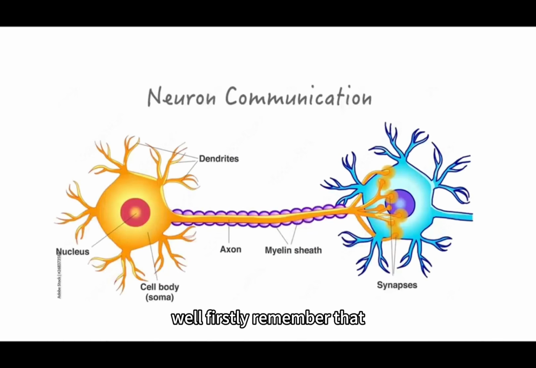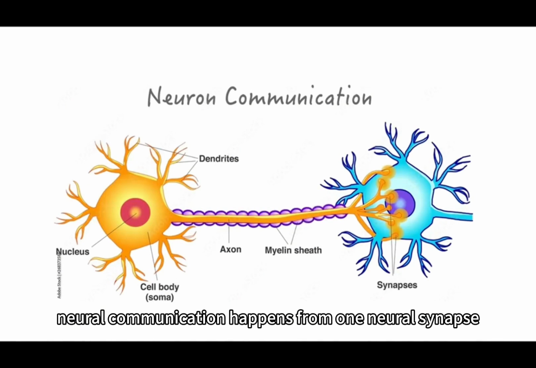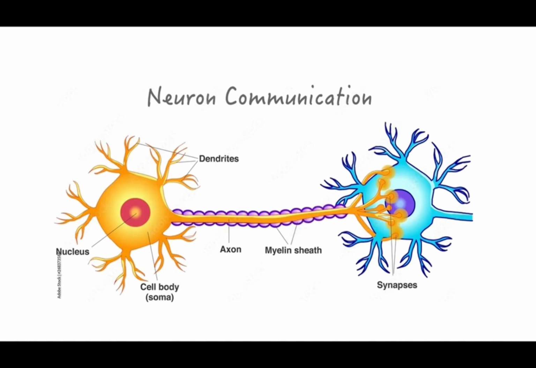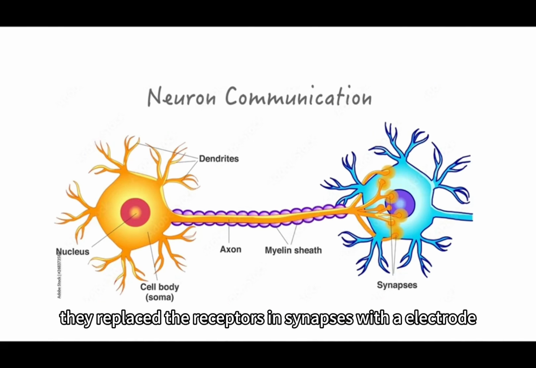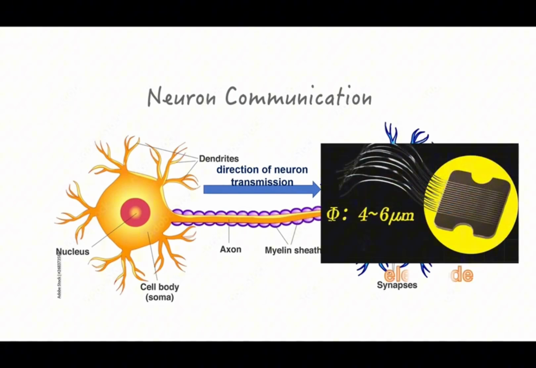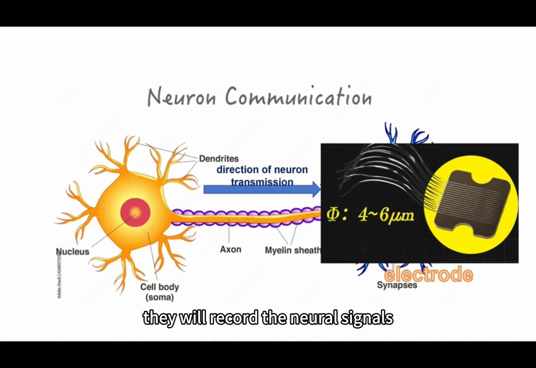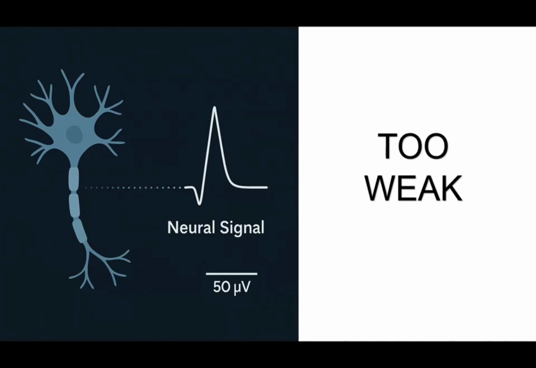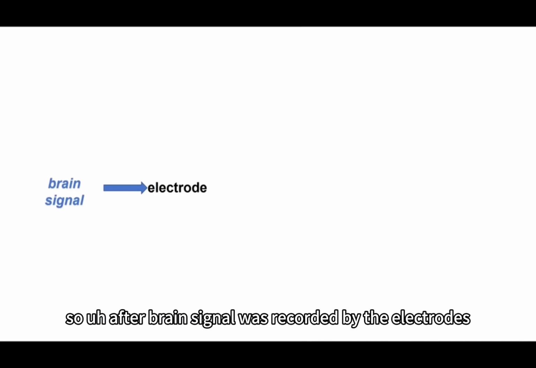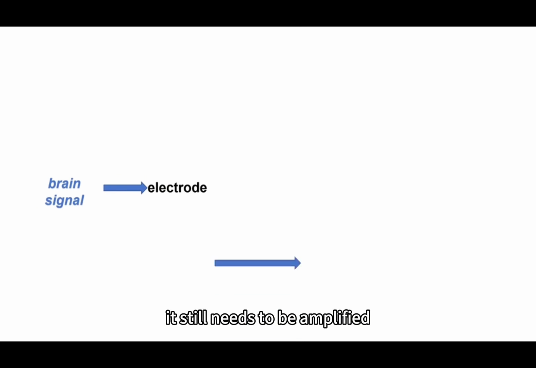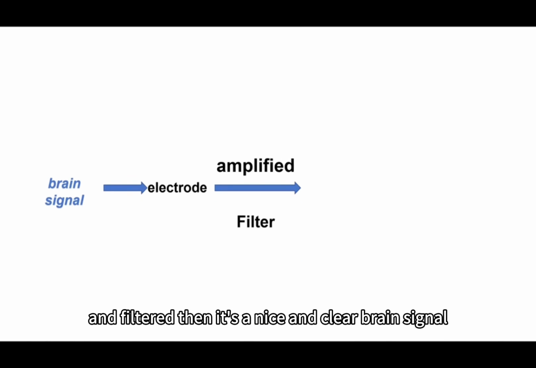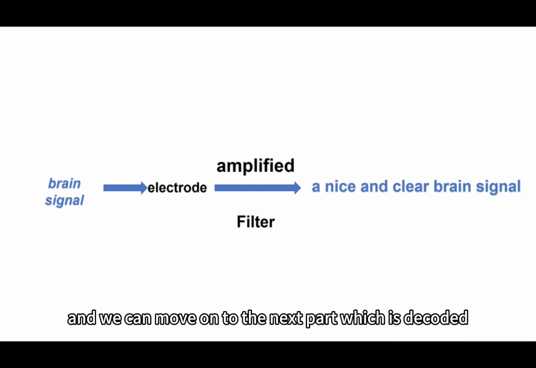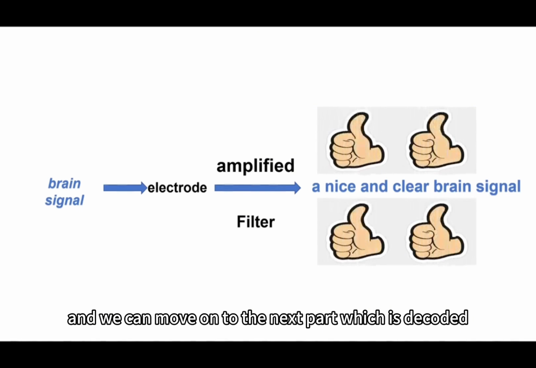Well, firstly, remember that neural communication happens from one neuron synapse to another neuron synapse. And for brain-computer interfaces, they replace the receptor synapse with an electrode. Yeah, and these electrodes will record the neural signals. Well, but is it nice enough? No, that's still too weak. So, after the brain signal is recorded by the electrodes, it still needs to be amplified and filtered. Then it's a nice and clear brain signal. And we can move on to the next part, which is decode.